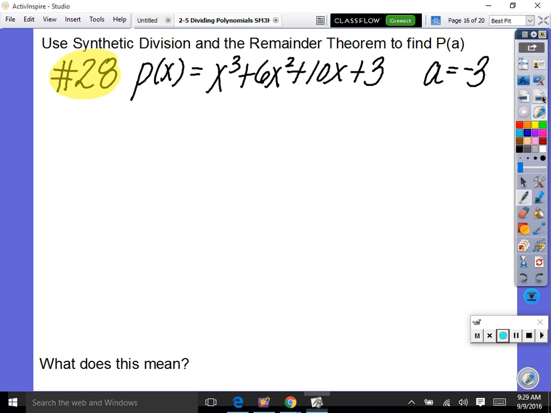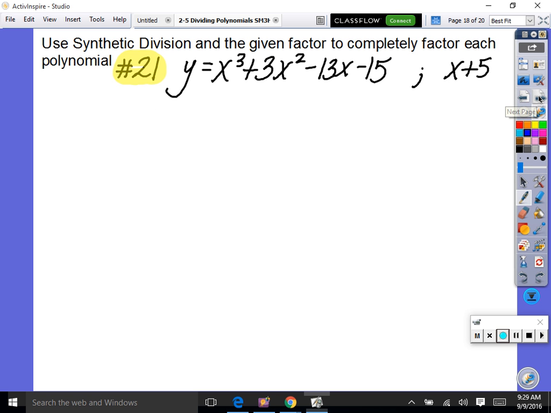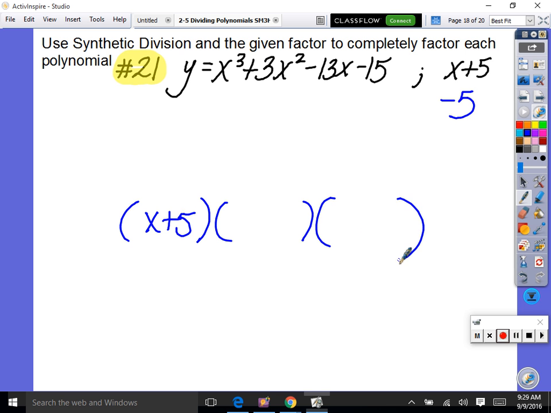So are we good, or do I need to do 28? We're all good, okay. I think you guys understand this. On 21, it says, use synthetic division and the given factor to completely factor each. So when we take this and use synthetic division with -5 and then it's quadratic, then factor the quadratic, correct? So when it says factor completely, you'll have the answer x plus 5 times whatever two factors you get once you do synthetic division and then factor the quadratic.